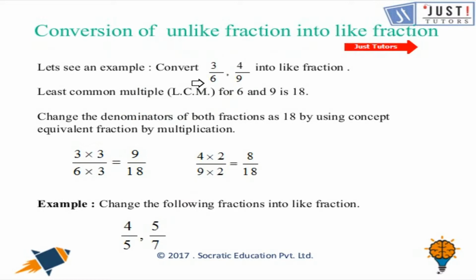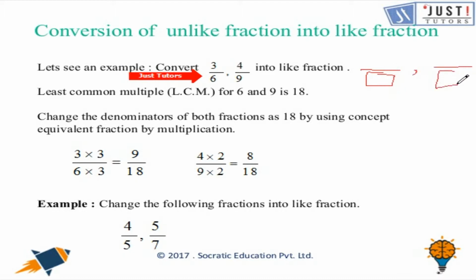Moving ahead, let's learn how to convert unlike fraction into like fraction. So let's see an example here. We are given two unlike fractions. Now if asked to convert them into like fractions, we need to have two fractions with the same denominator. For that, we need to find a least common multiple for 6 and 9. That could be 18. What we have to do is we need to change the denominator of both the fractions as 18 by using the concept of equivalent fraction by multiplication. You can pause the video and try the question given below by changing the following unlike fractions into like fractions.